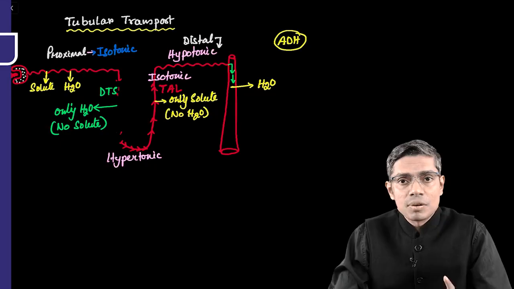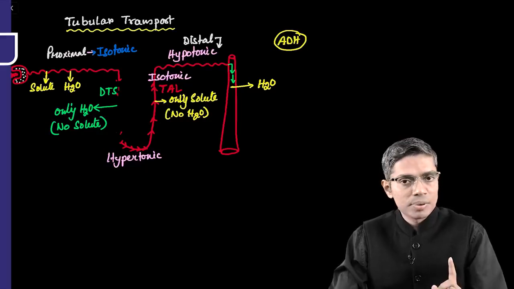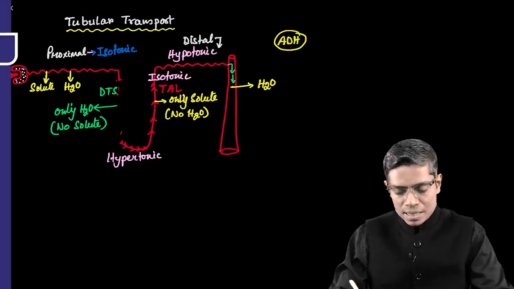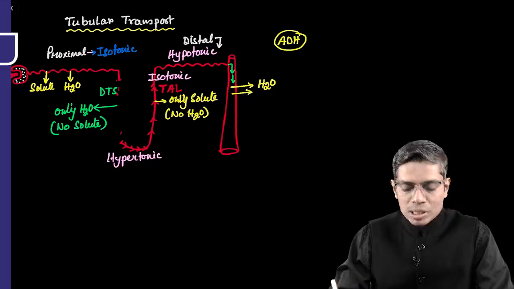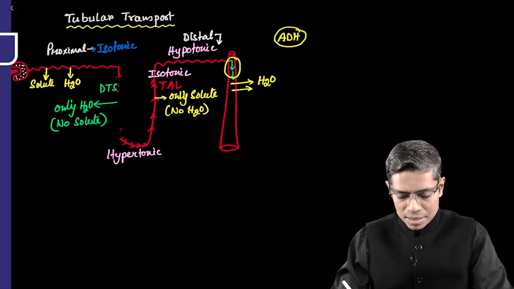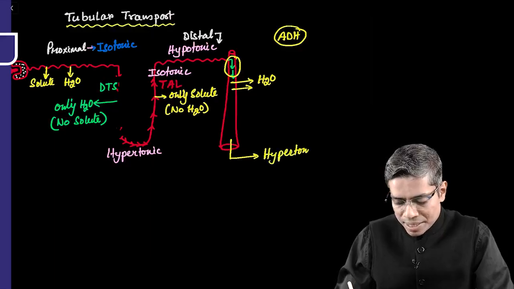Remember, ADH has action only at the level of the collecting duct, right? I will discuss the detailed version of water reabsorption later, but for the time being, if ADH is present, it is reabsorbing water from the collecting duct. So the more water you reabsorb from this hypotonic urine at the level of the collecting duct, what will happen? Finally, the urine will be hypertonic in nature.